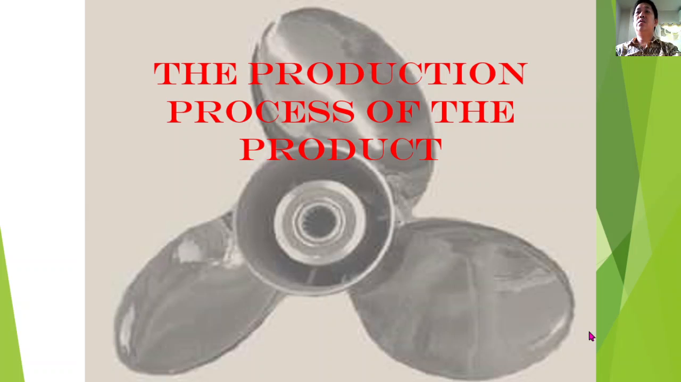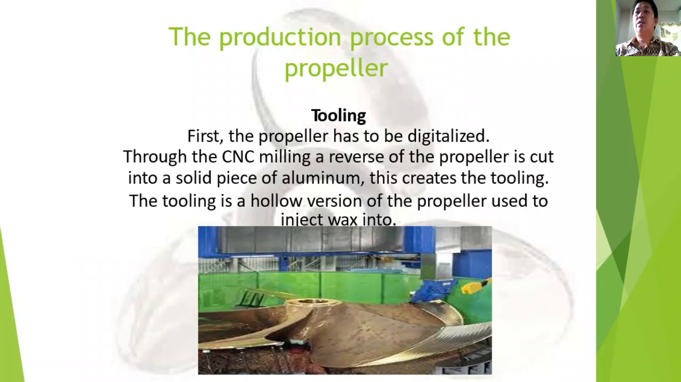So the production process of the propeller. First, tooling: the propeller has to be digitalized through CNC milling and reverse. The propeller is cut into a solid piece of aluminum. This creates the tooling. The tooling is a hollow version of the propeller used to inject wax into. This is your propeller.